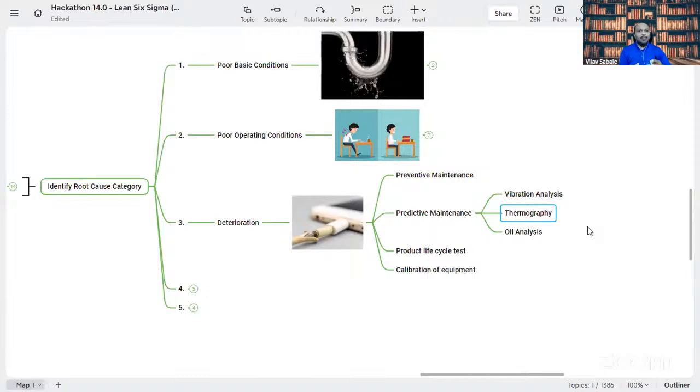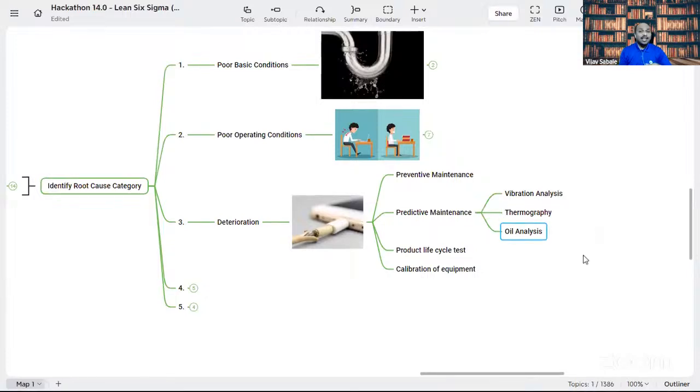If it is yellow, we can monitor it, and we can fix it before it goes into the red zone, right? So that is one of the techniques we can use. Oil analysis is also used in some mechanical equipment where you use oil, like gearboxes, right?